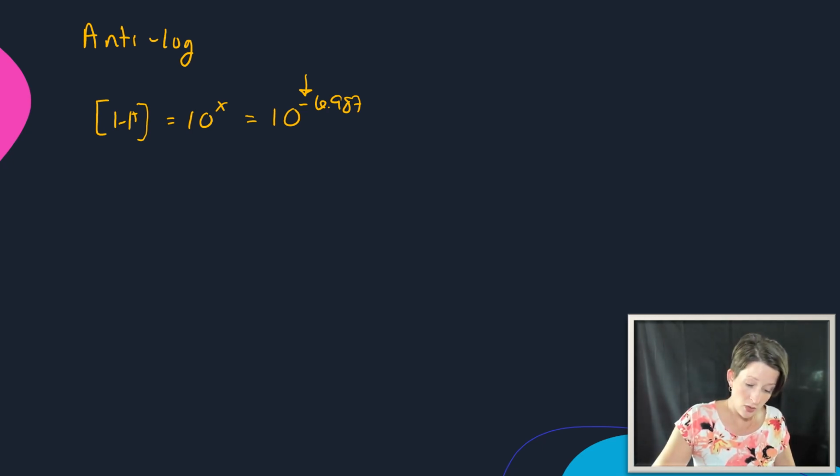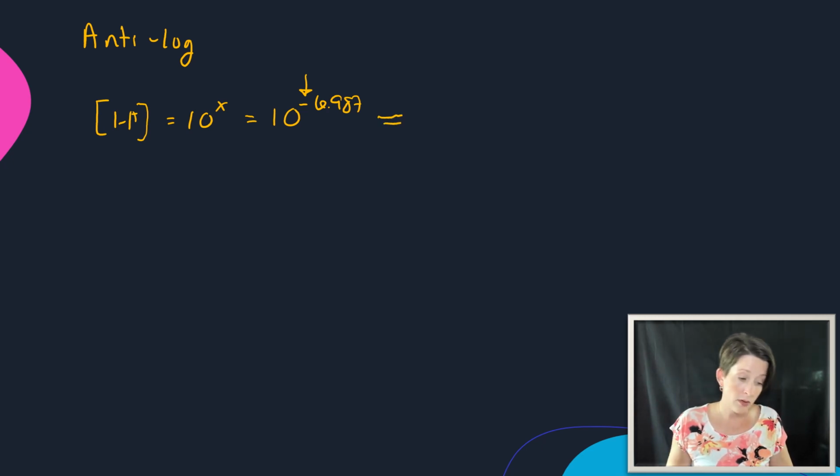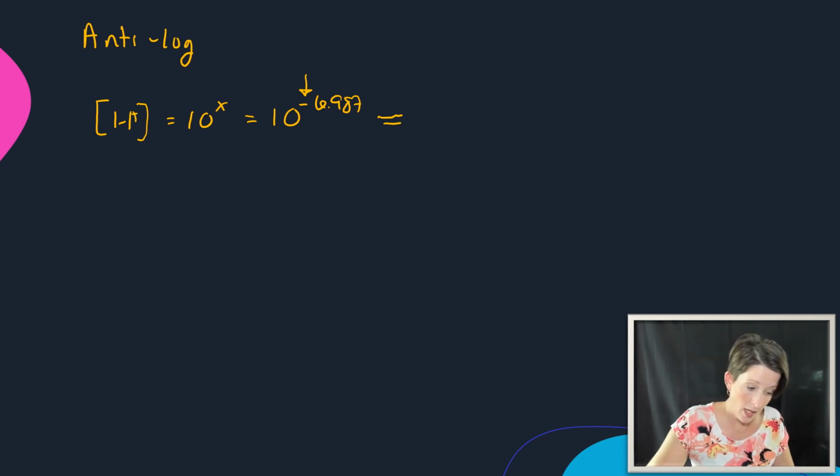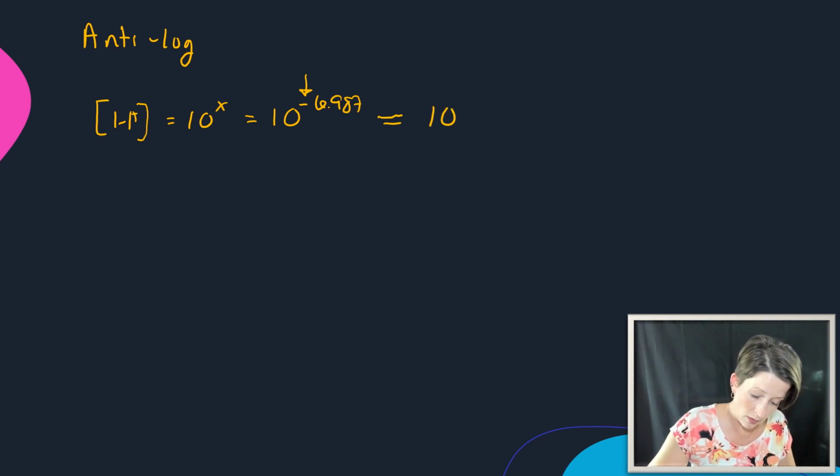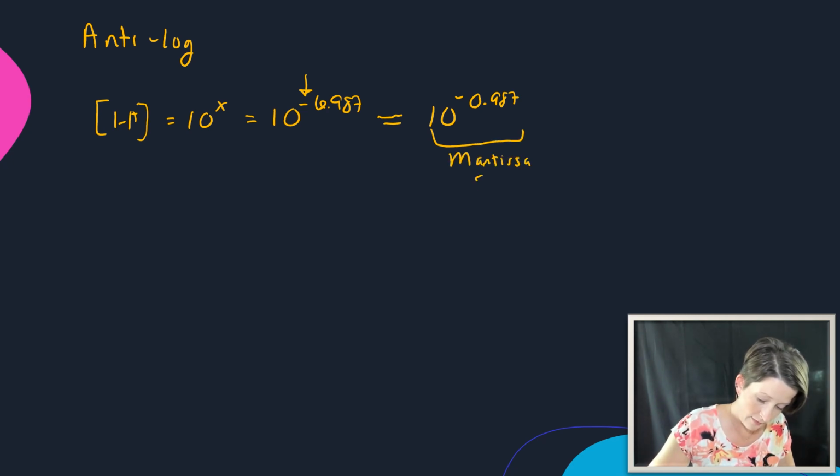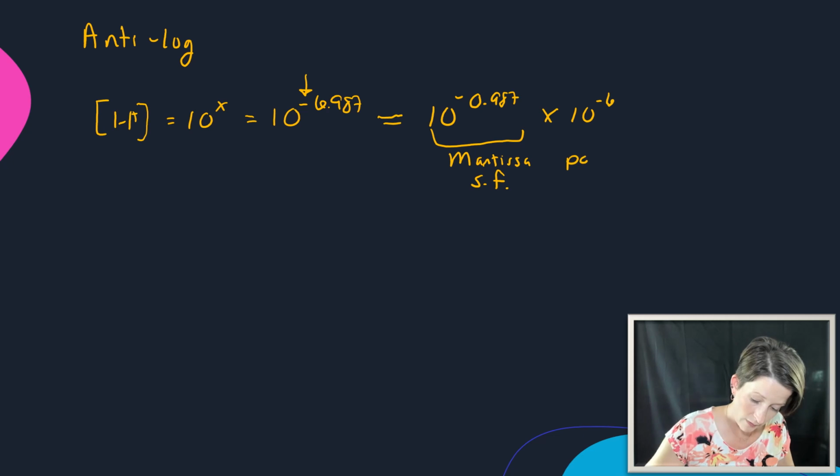What we're going to do is split out the mantissa, the significant digits, from the power of 10. So really, what we're looking at is 10 to the negative 0.987. This is the mantissa, which is where our sig figs come from. And then we have 10 to the negative 6. That's the power of 10, which gives us the decimal places.